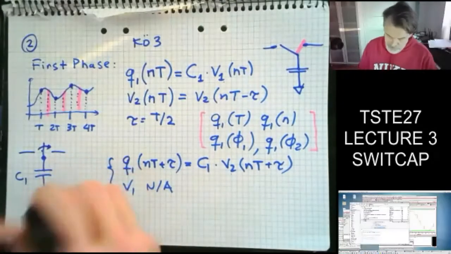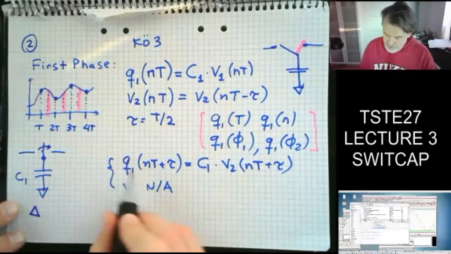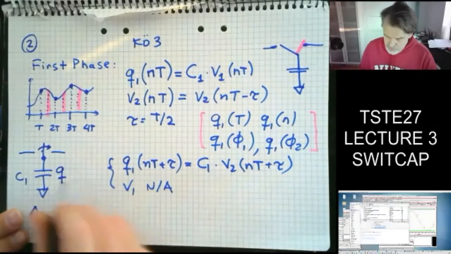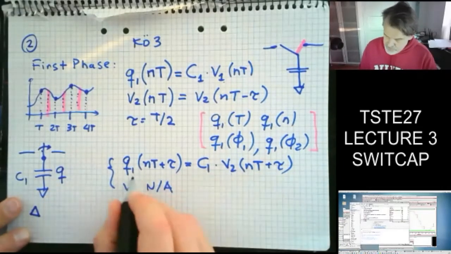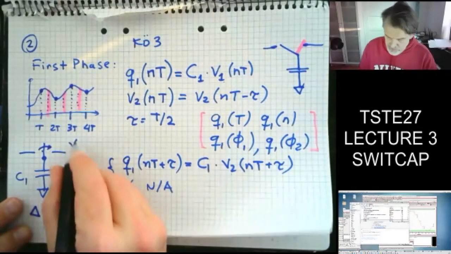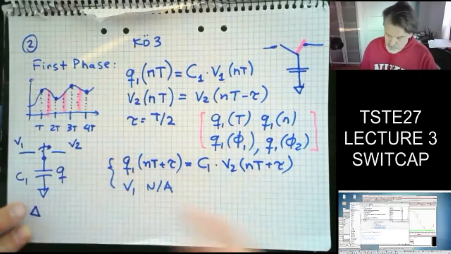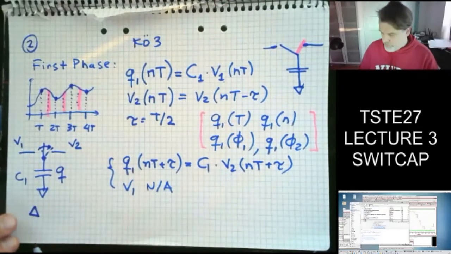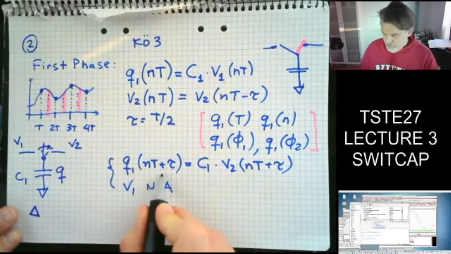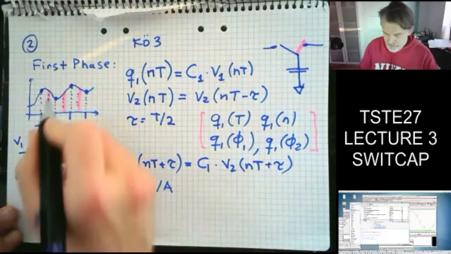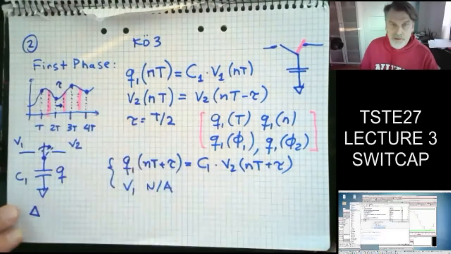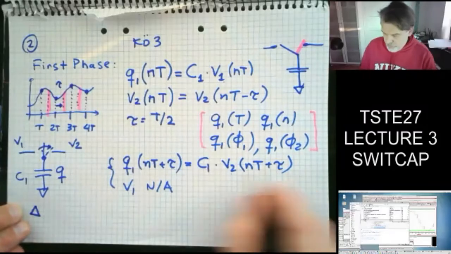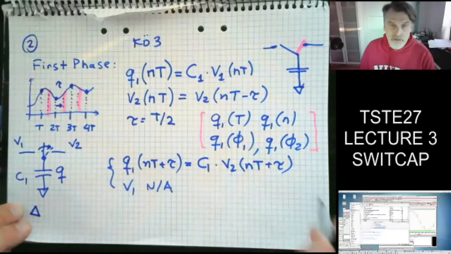Like this, and I move the switch to the other side, and now I can note down the charge on the capacitor at this phase as being C1 times the voltage V2 for that particular phase, just when it touches the surface here. Okay, so then I can note Q1 of nT plus tau. So I'm adding a tau delay here. And then I get the voltage at that particular time point times the capacitor gives me the charge on the capacitor.